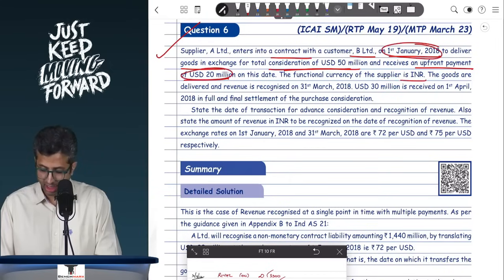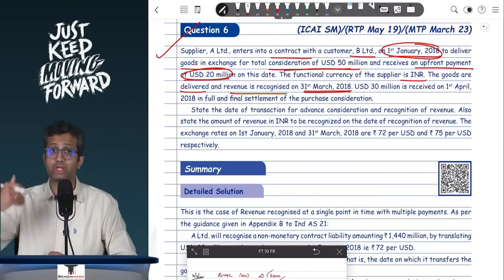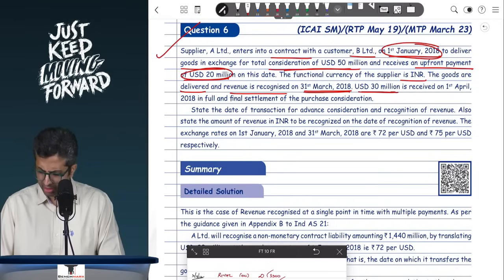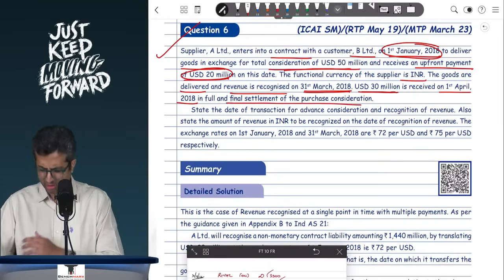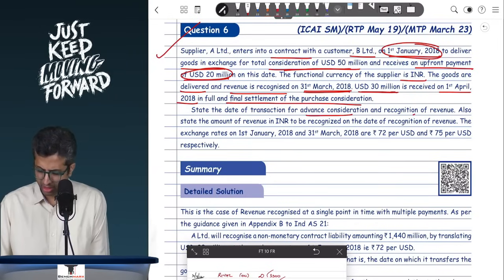The functional currency is the INR, and goods are delivered and revenue is recognized on 31st March 18. So the performance obligation gets discharged on 31st March 18. That is the date when revenue gets recorded. 30 million is received on 1st April 18 in full and final settlement on the very next day. State the date of transaction for advance consideration and recognition of revenue. Also state the amount of revenue in INR to be recognized, and the rates on 1st January and 31st March are 72 and 75.